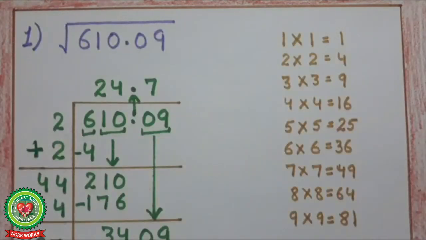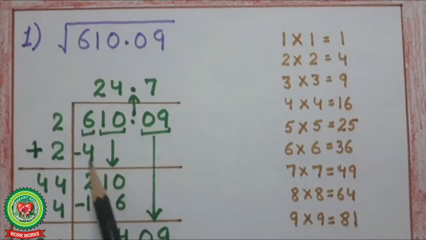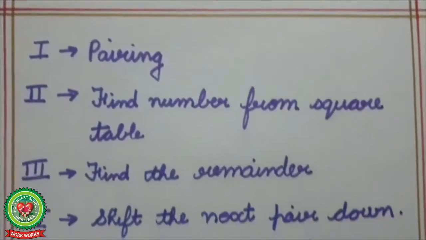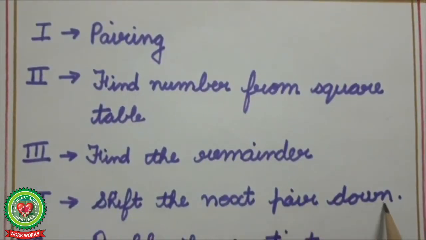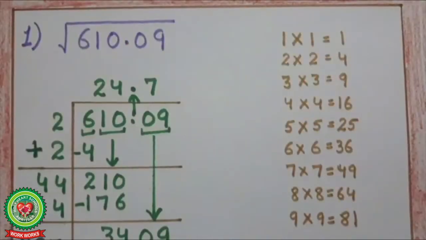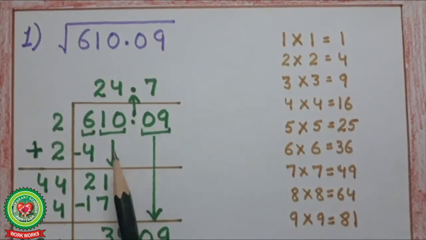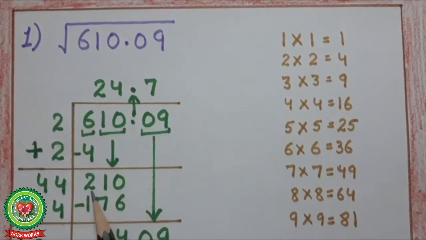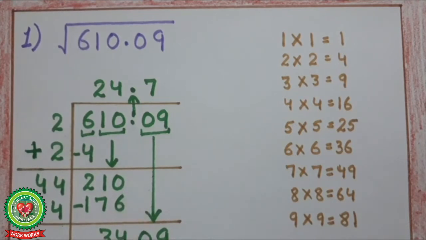So we will find remainder by subtracting 4 from 6, and we have got 2 as remainder. Then our fourth step is shift the next pair down. As here our next pair is 10, so we'll shift it down and write it with remainder 2. So 210 become our new dividend.